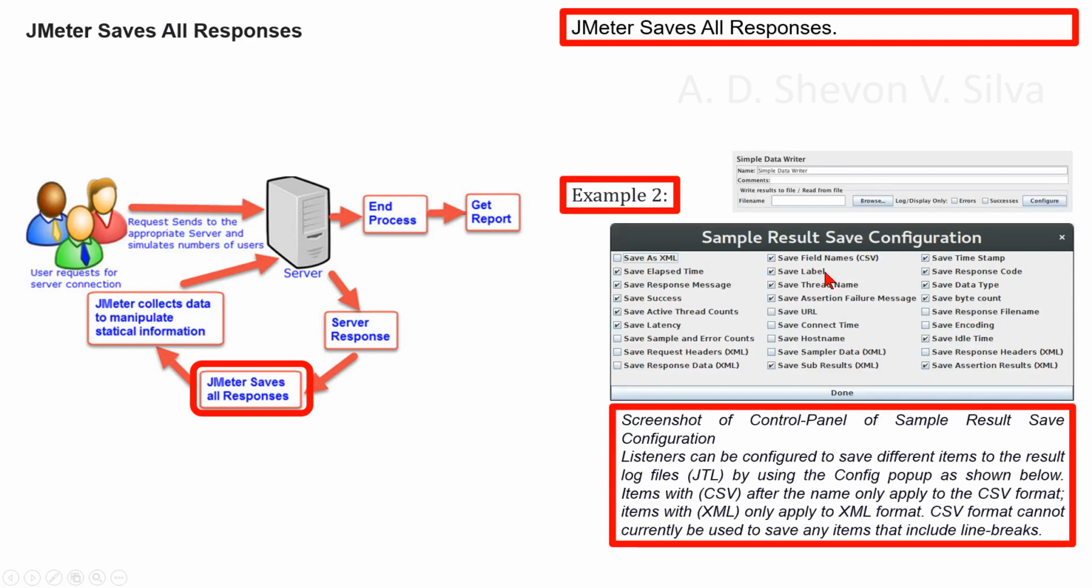As an example, here you can see a screenshot of the control panel of sample result save configuration. Listeners can be configured to save different items to the result log files (JTL) by using the config popup as shown here. Items with CSV after the name only apply to the CSV format.